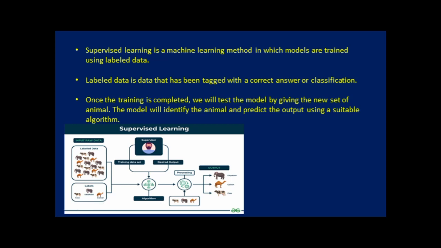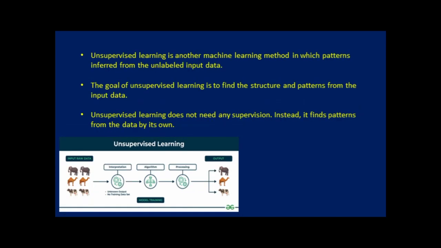The labeled data is the data that has been tagged with one correct answer for the classifications. Once the training is completed, we'll test the model by giving the new set of animals. The model will identify the animal and predict the output by using the suitable algorithm. This is called supervised learning. The next one is unsupervised learning. We can see the diagram.